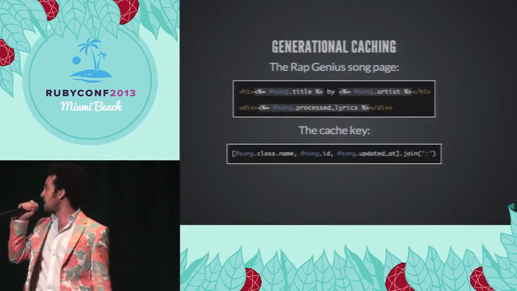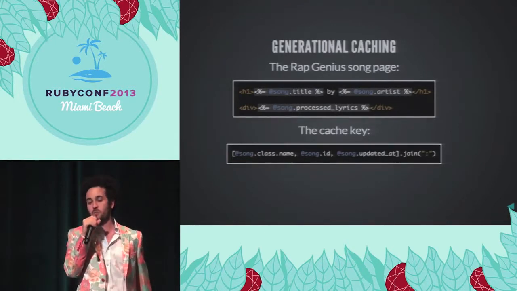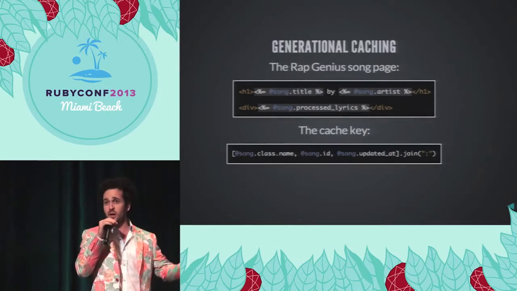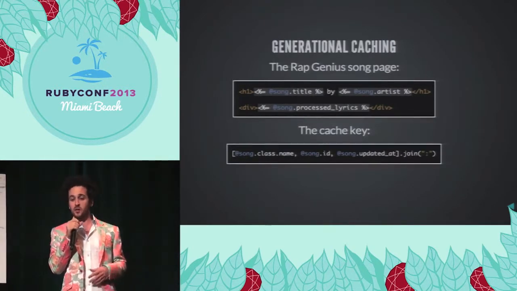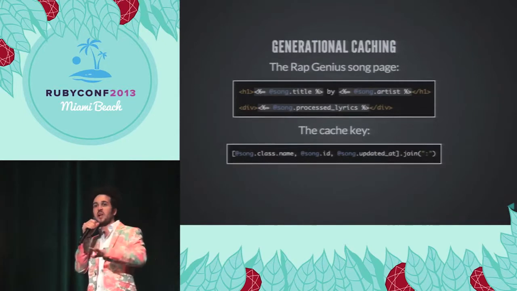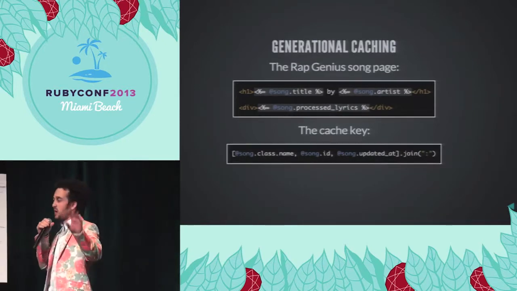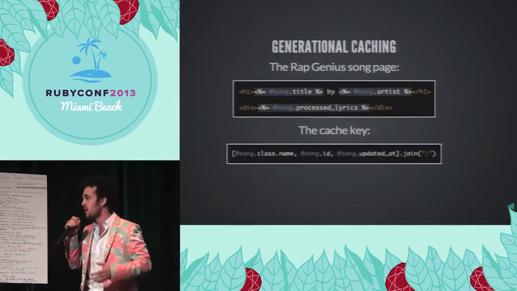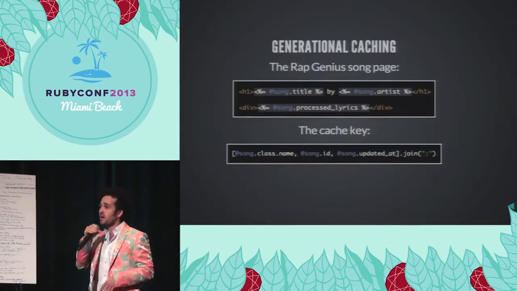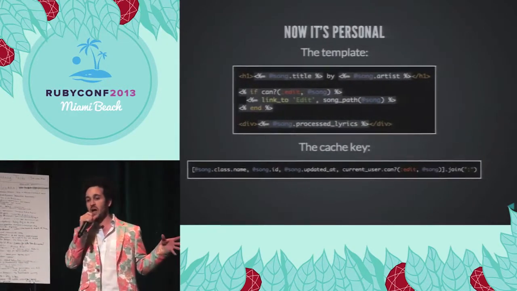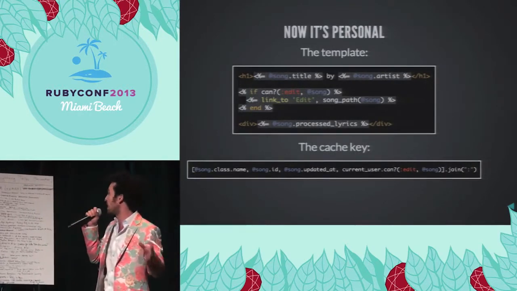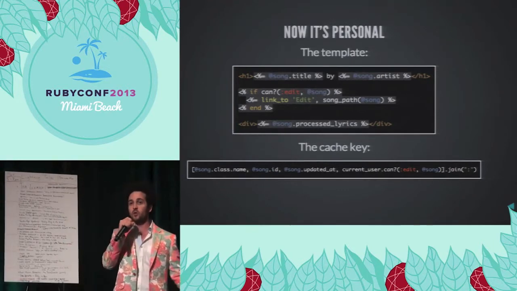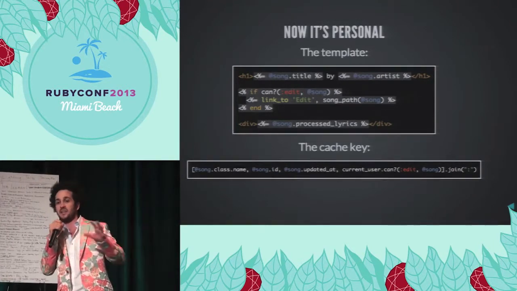Here is an example of a template you might want to cache, the Rap Genius song page. If you're using a modern caching technique, which I'm sure you all call generational caching, you deal with cache expiration by having a cleverly constructed cache key. You throw the song's updated_at in the cache key, and you don't have to worry about expiring the cache manually. Generational caching is great, but it's not so great when the page has a lot of personalized per-user content. In this example, we're putting an edit link on the song page only for users who have permission to edit that song.